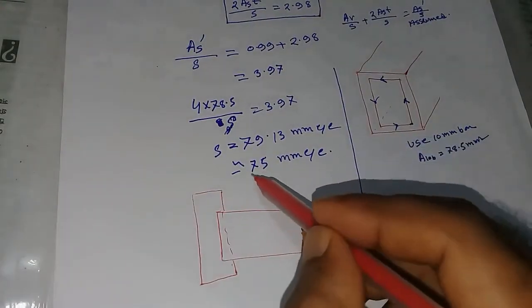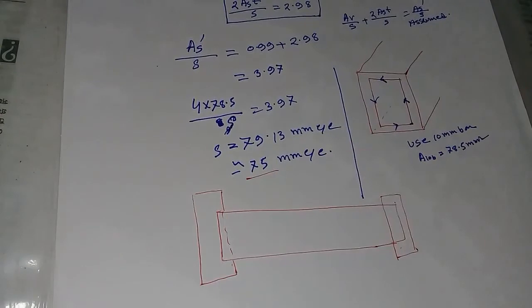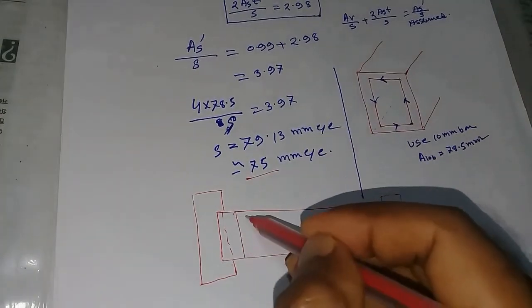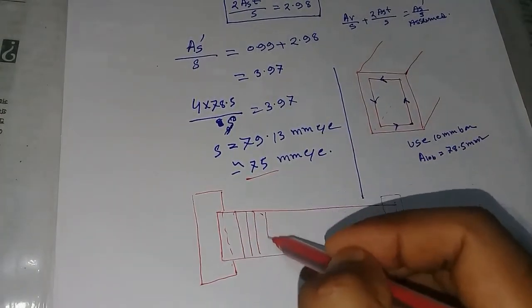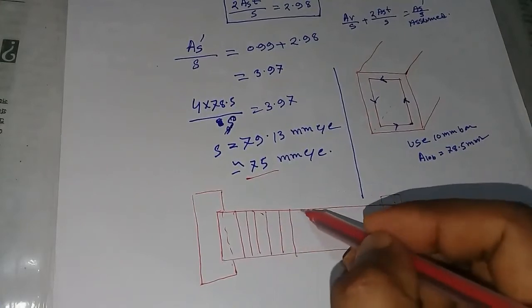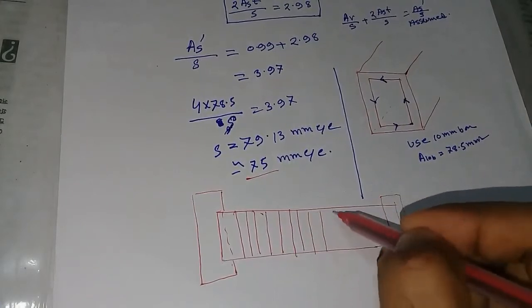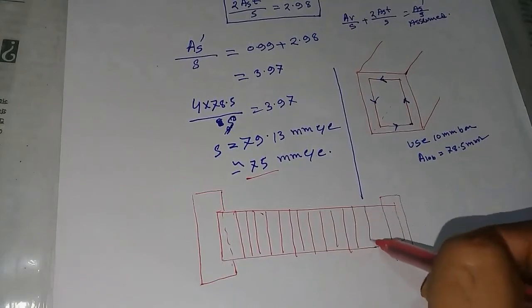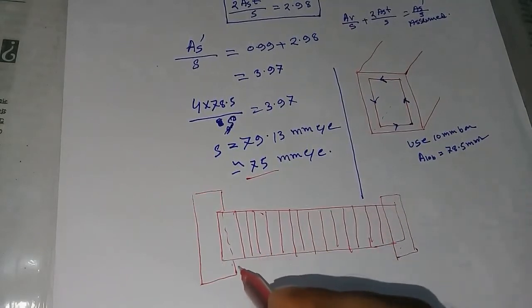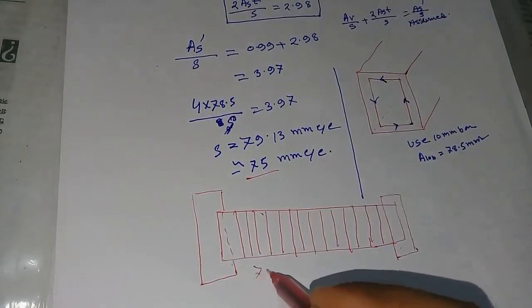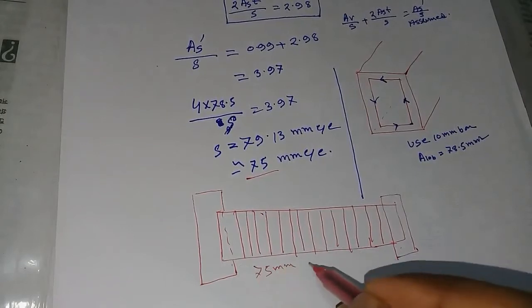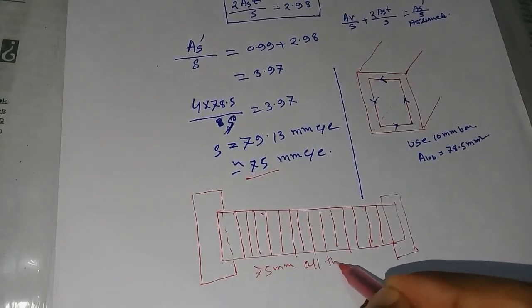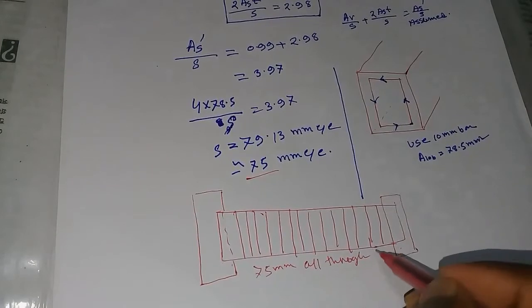75 mm center to center reinforcement is provided all through the beam section.